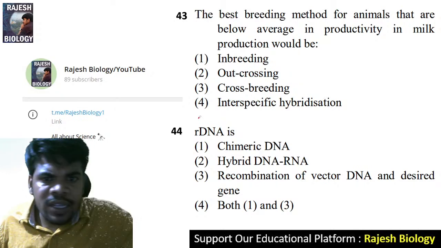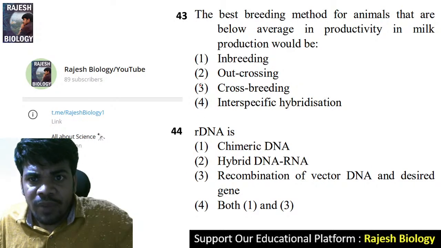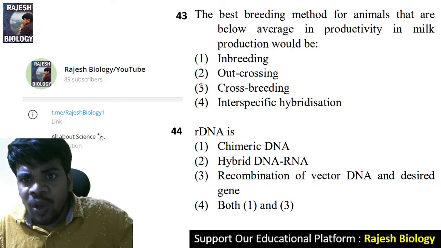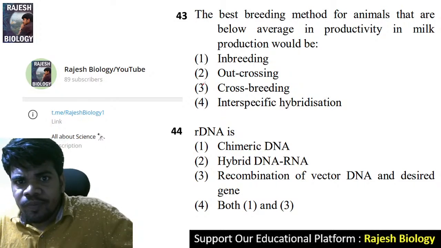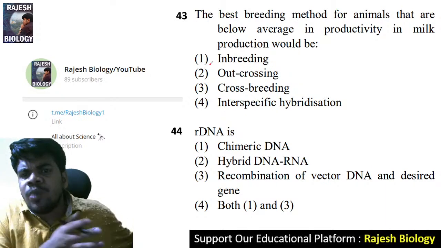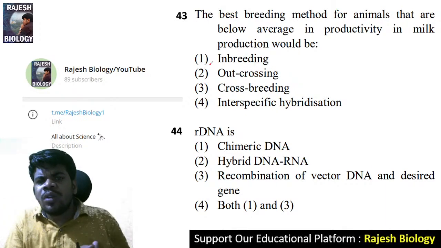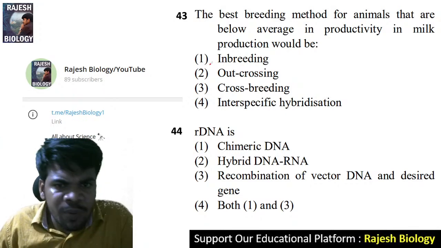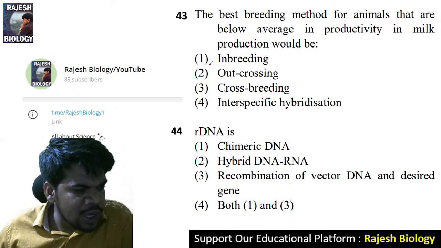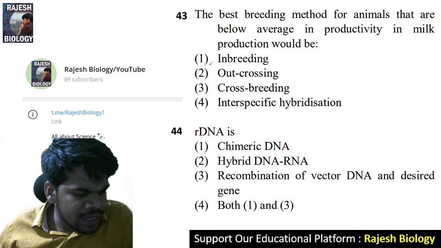Yes, Sudhakar says cross breeding. The best breeding method for animals that are below average in productivity in milk production would be... The animals which are of below average productivity, we want to increase their milk productivity. So at that time, which type of cross do we have to conduct? It is not a cross breed. It is an outcross.